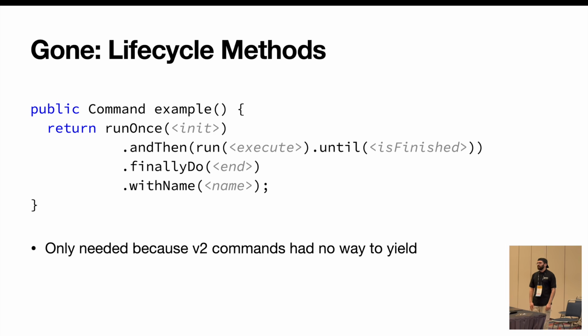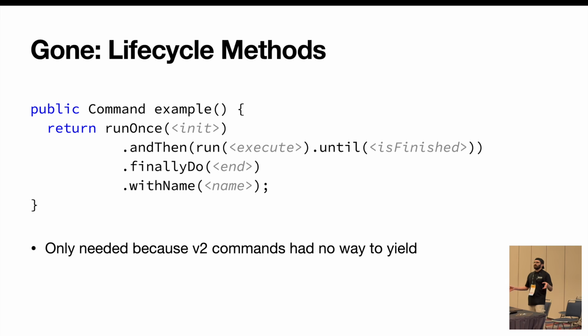So for the lifecycle methods, init, execute, etc., this is what normally it would look like using the DSL that we've got right now. This is only needed because V2 has no way to yield, right? So you have to split up your logic. So you have execute, which is basically your loop function, and then everything else like your loop condition, some exit code to run when the loop is done, some init code to run before the loop is entered.